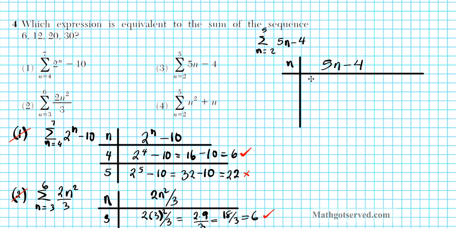Now, just by inspection, it's easy to tell that this is wrong. How is that? Option 3, this sequence is arithmetic. You have a constant difference, a common difference of 5. But if you look at this sequence right here, from here to here is 6, right? If you add 6 to 12, do you get 20? The answer is no.